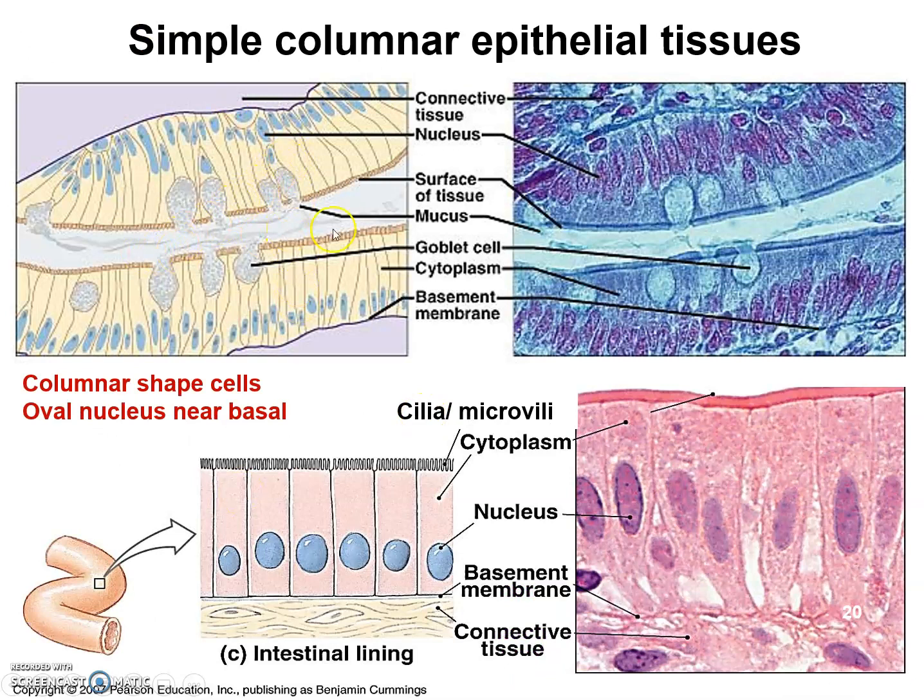Okay, so these are the cilia that can be found on the free surface. And this is the goblet cell that produces the mucus here. Okay, the mucus. So you can see the nucleus, oval shape, near to the basal end. So this is the part of the basement membrane.